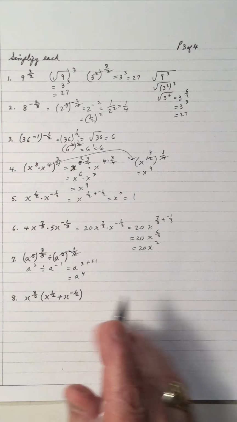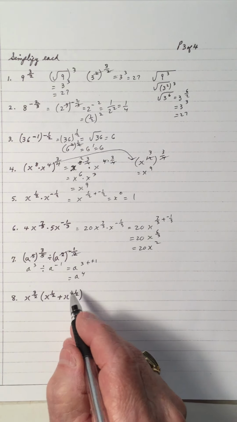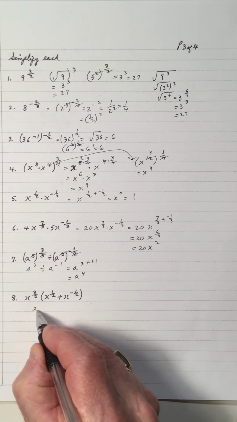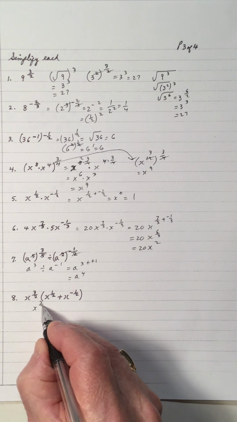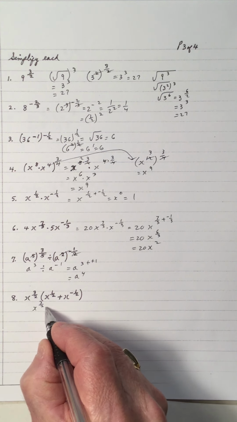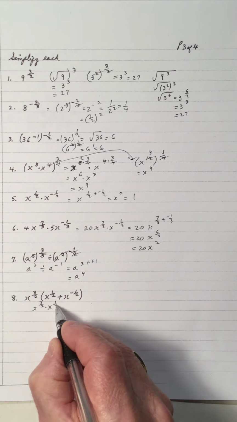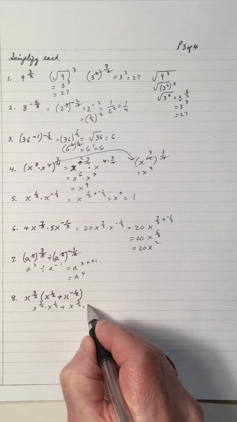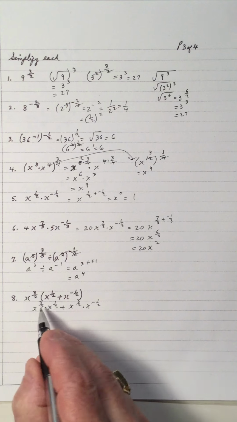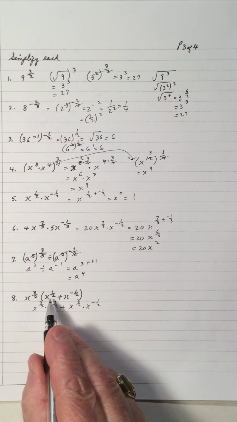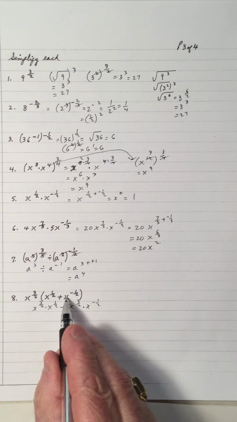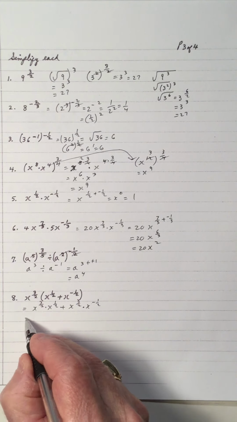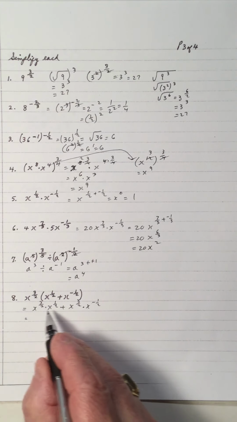Number 8, we have a monomial times a binomial. So let's write this down. We've got x to the 3 over 2 times x to the half, add on x to the 3 over 2 times x to the negative a half. So the x to the 3 over 2 is multiplied by both of these expressions here. I put it here first.